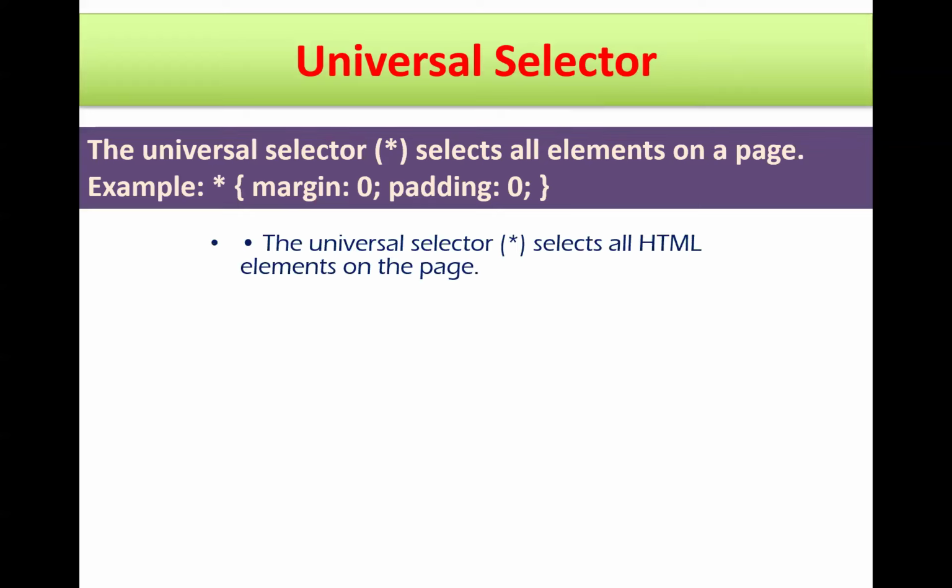See the example. The universal selector star selects all HTML elements on the page. In the CSS, you can just give the star. Star means universal selector, and all the tags are automatically selected. For example, margin, padding, font size, and border, how much you want, everything is possible from the universal selector. If you have any doubts, I will clear them in the practical class. I will show you. Wait.